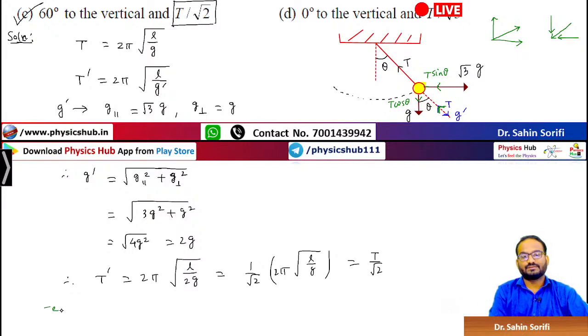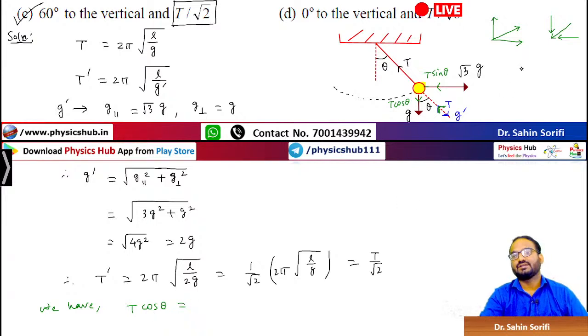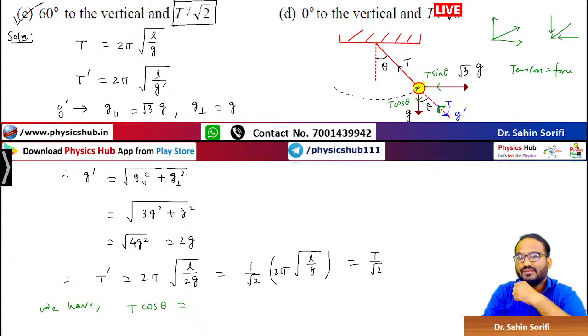So we have T cos theta. What is T cos theta? T cos theta is basically the component of tension. Tension is force. So if g is the acceleration and m is the mass of the bob, then mg is acting along this T cos theta. So T cos theta is nothing but m times g.